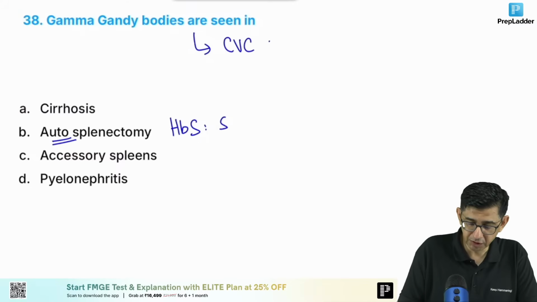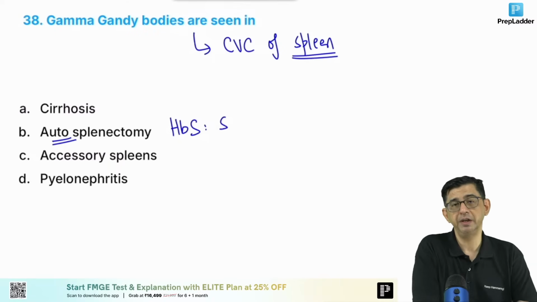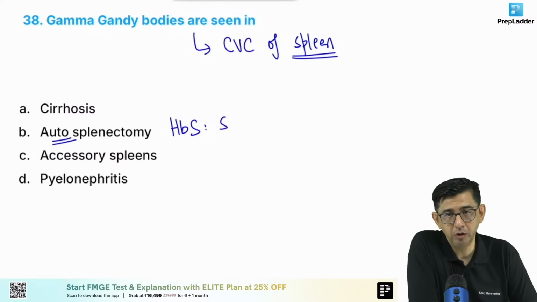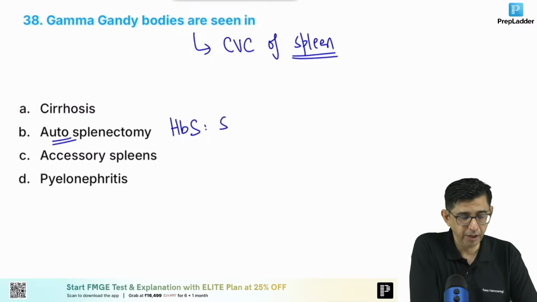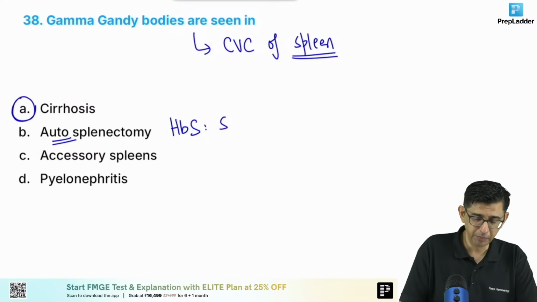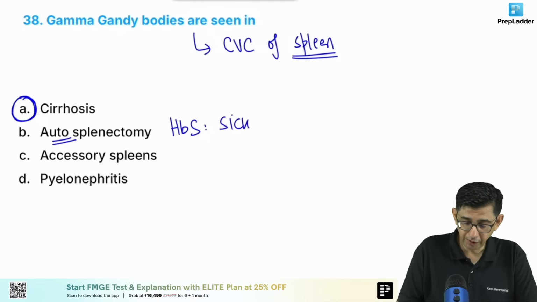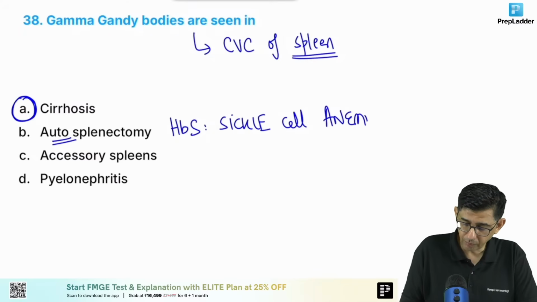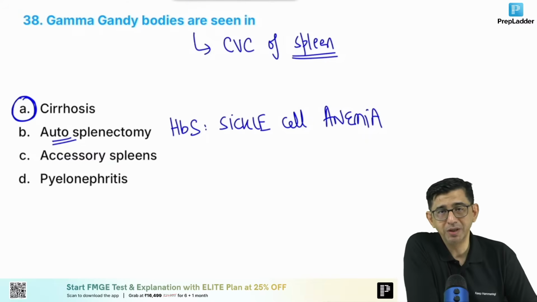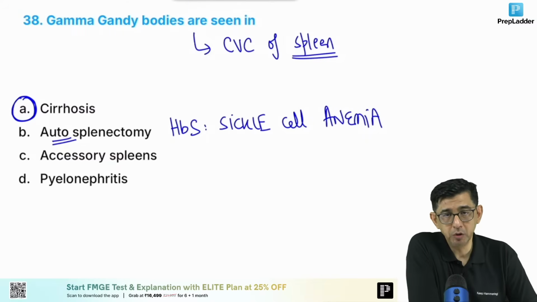Chronic venous congestion of the spleen. CVC of the spleen is responsible for Gamna-Gandy bodies. That is portal hypertension. In medicine we call it portal hypertension. In pathology they call it chronic venous congestion of the spleen. So the correct answer in this case is option number A, that is cirrhosis. B here would constitute a silly mistake. If it is autosplenectomy, then it is going to be sickle cell anemia.